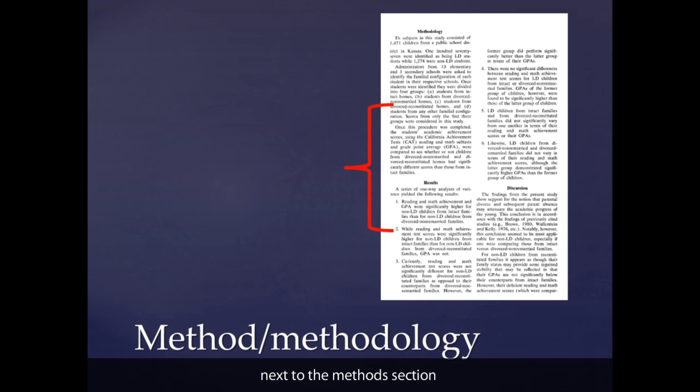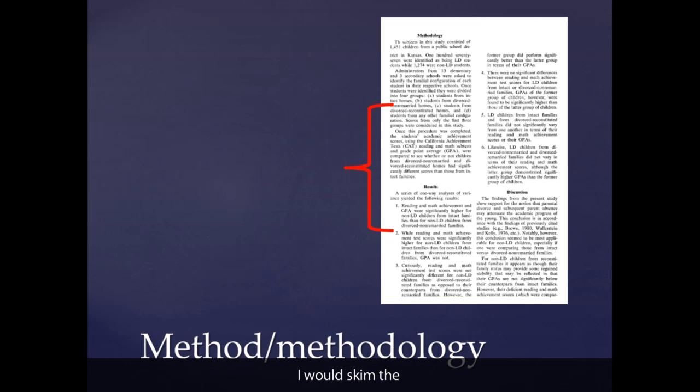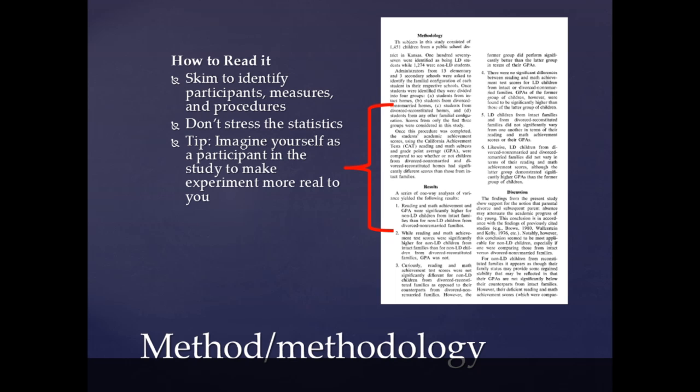Let's move next to the methods section. This describes how the experiment was conducted. I would skim the methods to identify the participants, the measures, and the procedure. Don't stress out too much about the statistics. What I would suggest doing is imagine that you are a participant in the study to make the experiment more real to yourself.